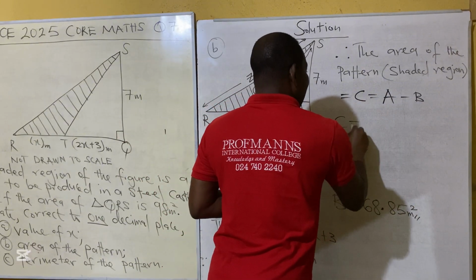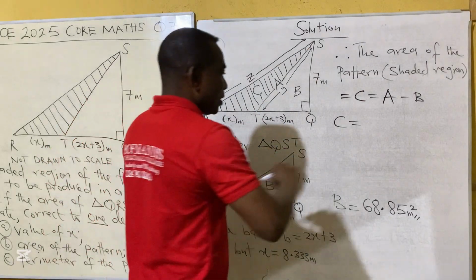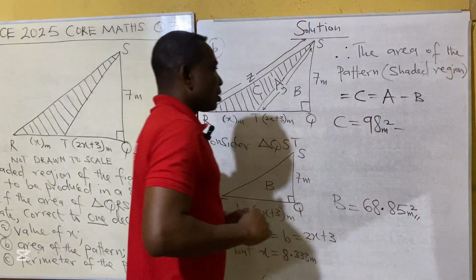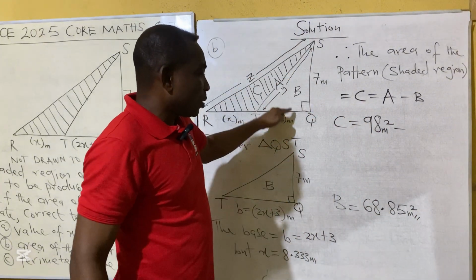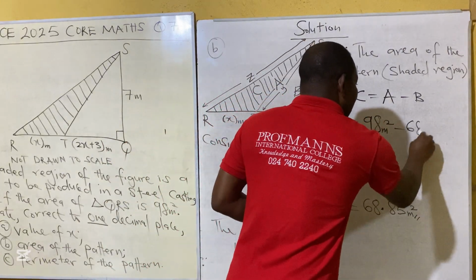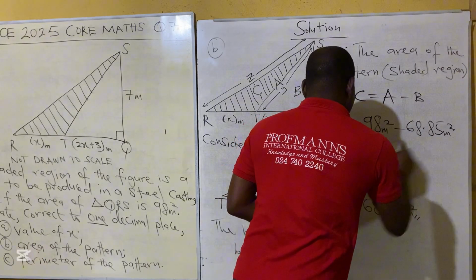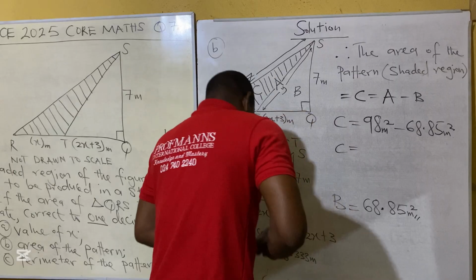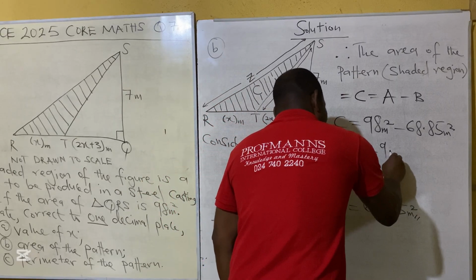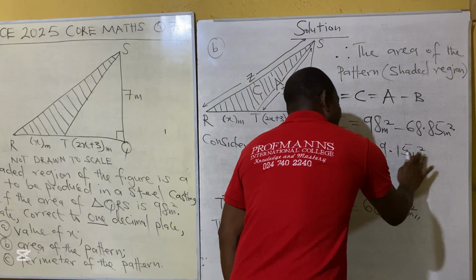So in this case, C is equal to the bigger area, which has been given in the question to be 98 meters squared, minus the area of this smaller triangle, which we have just calculated to be 68.85 meters squared. When we do the subtraction, it gives us 29.15 meters squared.